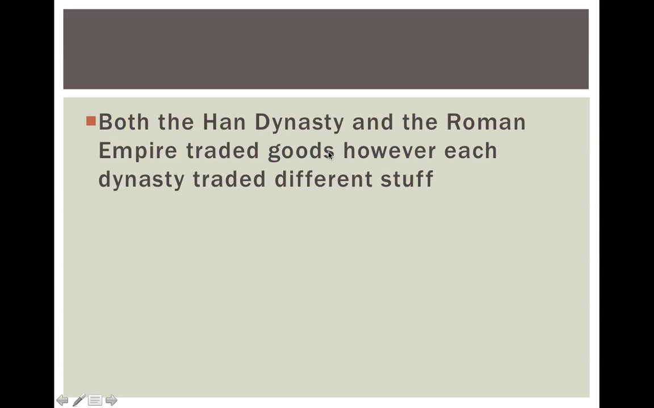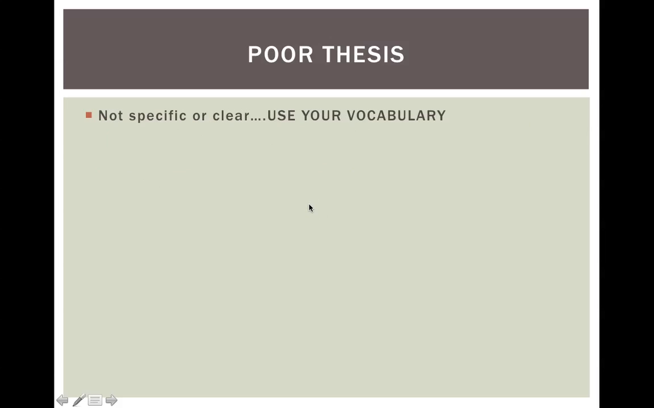Goods. What's a good? Use your terms. They traded textiles. They traded agricultural products. Be more specific. You don't need to spell it out and name all the types of crops they traded, but use your vocabulary to specify. It's important with this writing a thesis that you always answer the prompt. We'll talk more about this in class.